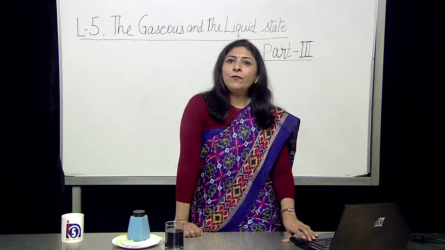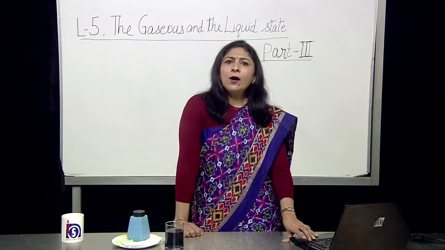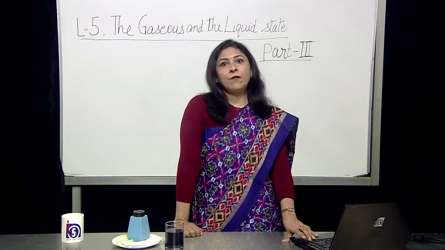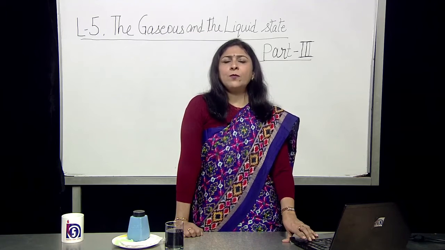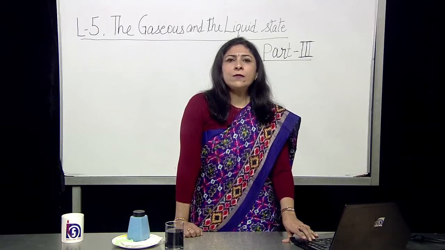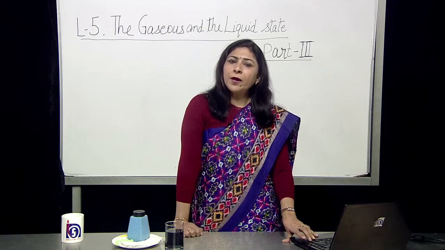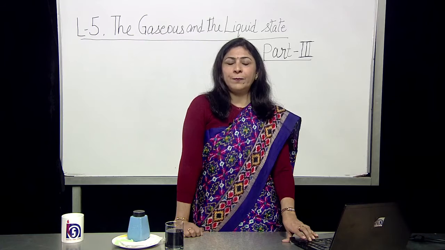Now there are a few factors affecting evaporation. Rate of evaporation of a liquid depends on temperature, surface area of the liquid exposed to the atmosphere, wind speed and humidity. Now how? Surface area: the more the surface area, the faster will be the evaporation. For example, spreading of clothes for faster drying. This is a very common example which we see in our home. We never put cloth in a crumpled form when we have to dry it; we spread it. Why? Because when we spread it, surface area is more and the cloth dries a little faster.